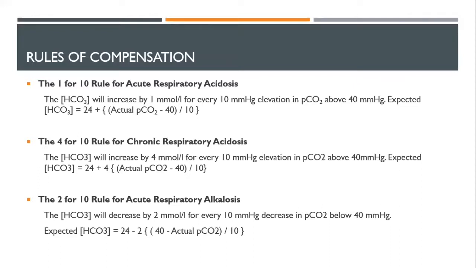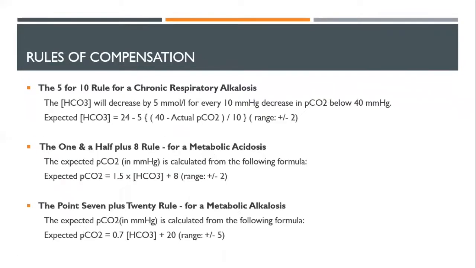For a respiratory alkalosis, which is quite rare, we don't really see true respiratory alkalosis often, but your bicarbonate is going to decrease. For a metabolic acidosis, we can calculate what our expected PCO2 would be with compensation. So we take 1.5 times the bicarbonate and add 8 to it, and that would give us our expected PCO2 in a compensated situation. And we can do the same for a metabolic alkalosis, where we calculate the expected PCO2 by multiplying your bicarbonate by 0.7 and adding 20.